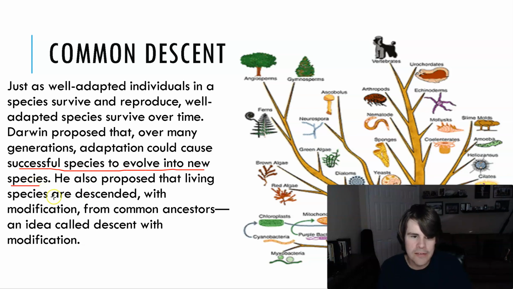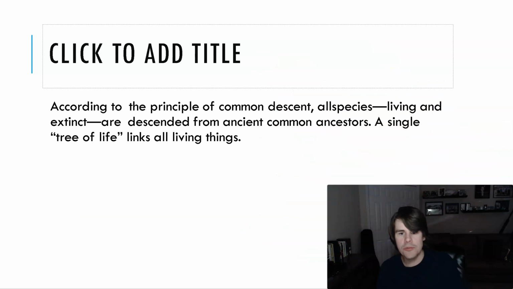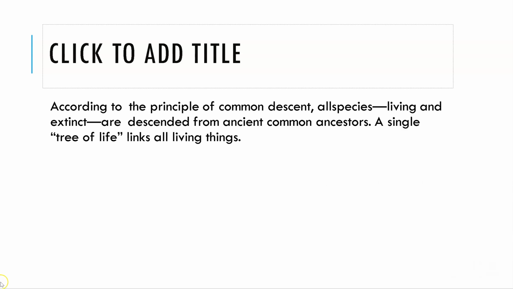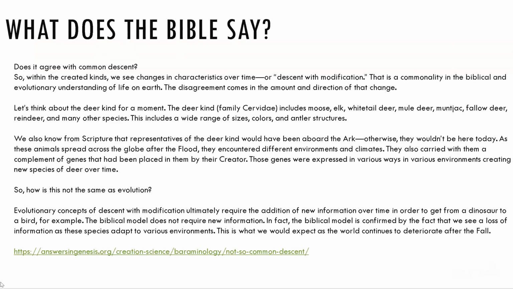He also proposed that living species are descended with modifications, so with changes from common ancestors. And this is known as descent with modification. So according to the principle of common descent, all species, living and extinct, are descended from one single common ancestor. Now, this is not what the Bible, of course, teaches. The Bible teaches that God created kinds, perhaps the deer kind or the cat kind or whatever.